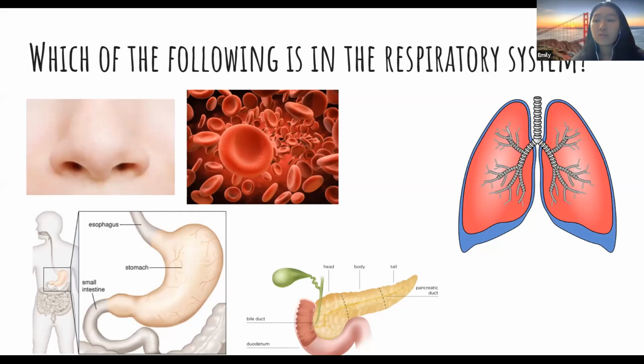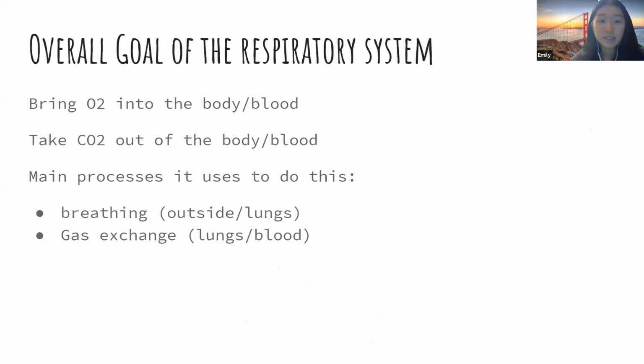In terms of the overall goal of the respiratory system, like I said, it's very highly involved with the circulatory system. The main goal is to bring oxygen into the body and the blood so that all of our cells have an ample supply of oxygen so that they can live, and also to take CO2 out of the body and blood. So as you know, we are going to be inhaling oxygen, exhaling carbon dioxide mainly.